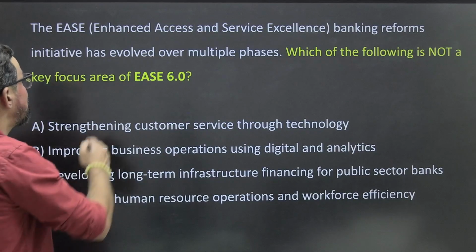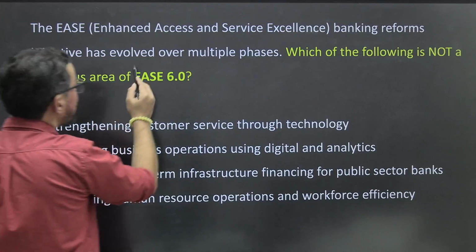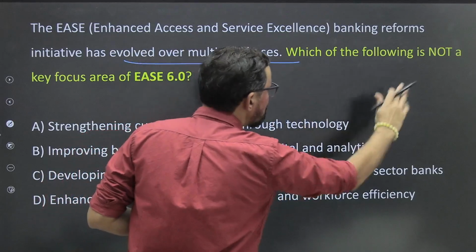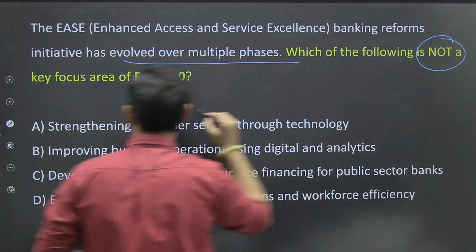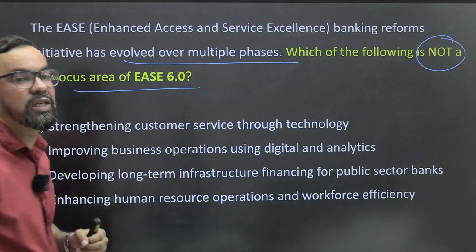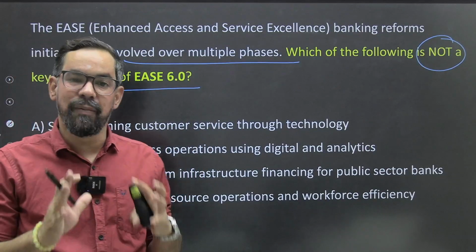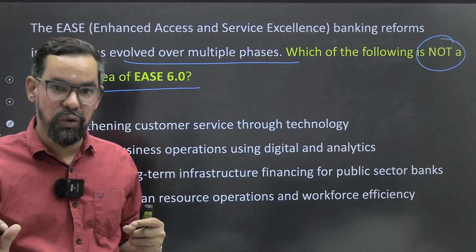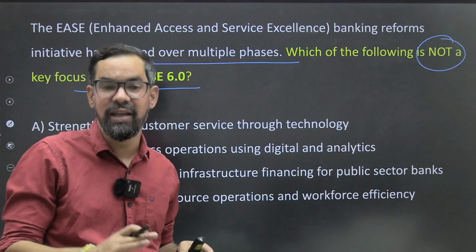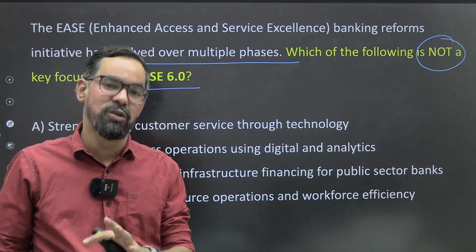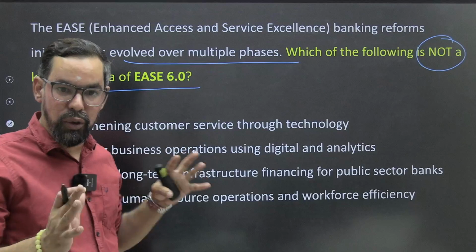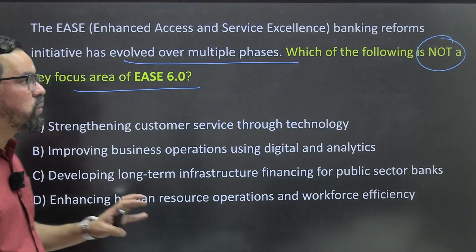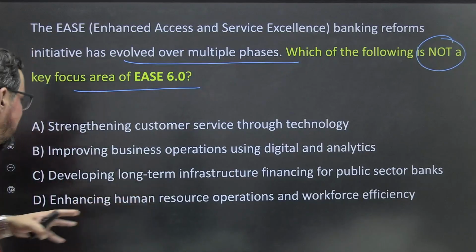ठीक है, banking reforms initiatives have evolved over multiple phases. The current one is 7.0. Which of the following is not a focus of EASE 6.0? ठीक है, तो यहाँ पे ना 2 EASE आपके लिए बहुत इंपॉर्टेंट हैं. One is EASE first version, EASE 1.0. Another one is the recent one, the most important, EASE 7.0. But our question is based on EASE 6.0, but we are going to discuss all these different versions of this particular one. EASE 6.0 का फीचर कौन सा नहीं है?